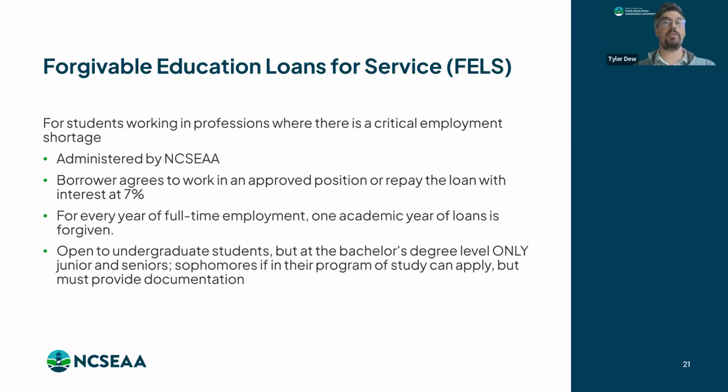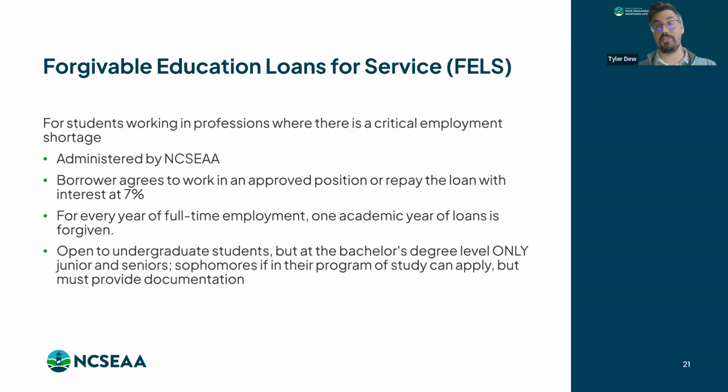if you decide that maybe you want to do a different career path, it is a loan. You'll have to repay the loan with interest right now at 7%. So if you do decide to stick with that career field, maybe it's the education field or the nursing field, for every year of full-time employment in that field that you agreed to, one academic year of these loans are forgiven. It is open to undergraduate students, but at the bachelor's degree level only, and for juniors and seniors.